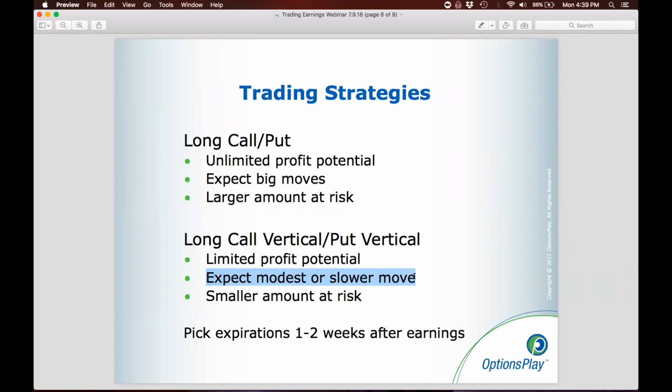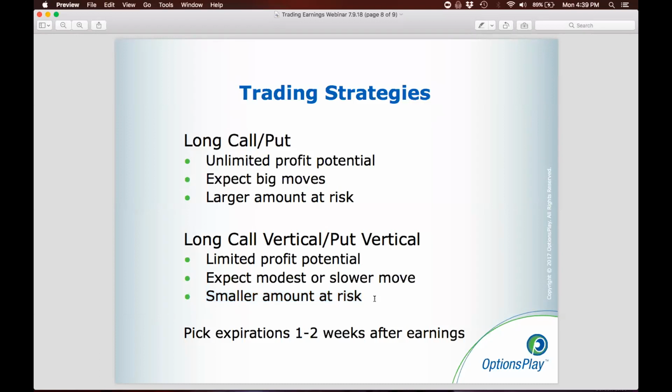These are the trades where you would typically expect a modest or slower move in the underlying stock. Especially some of the big cap names like 3M or GE, these are the types of stocks you would typically use a vertical for, because these stocks typically don't have huge jumps on earnings. However, they also provide you with a smaller amount of money at risk. So these are the two general strategies you would take going into earnings season if you expect either a beat or a miss. And again, you want to pick expirations that are usually 1 to 2 weeks after the earnings date, at a very minimum.